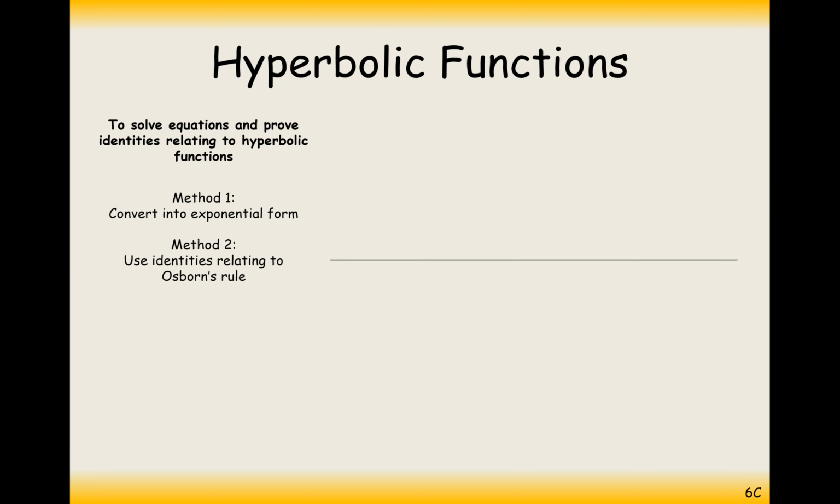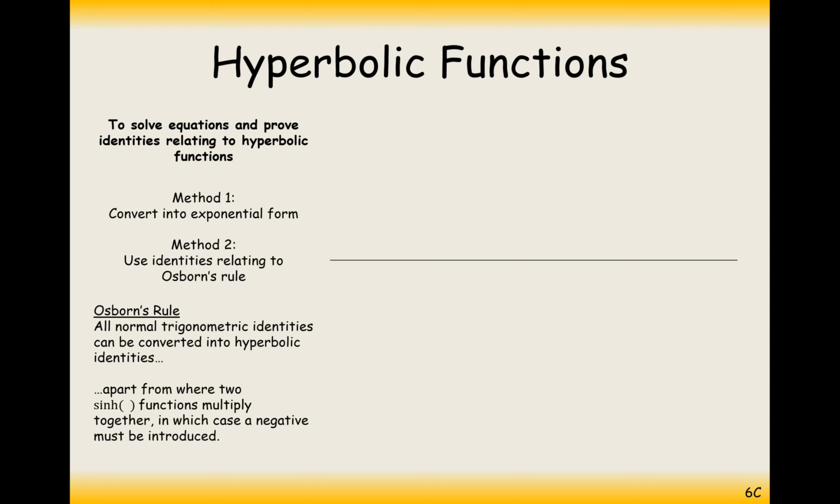But there's a slight catch with Osborne's rule. It's not as easy as that. So once again, all normal trigonometric identities can be converted into hyperbolic identities, apart from where you have two sine functions multiplying together, in which case a negative coefficient must be introduced. So whenever you've got two sines multiplying together, use the same identity as you would in normal trigonometric functions, but put a negative symbol in front of it.